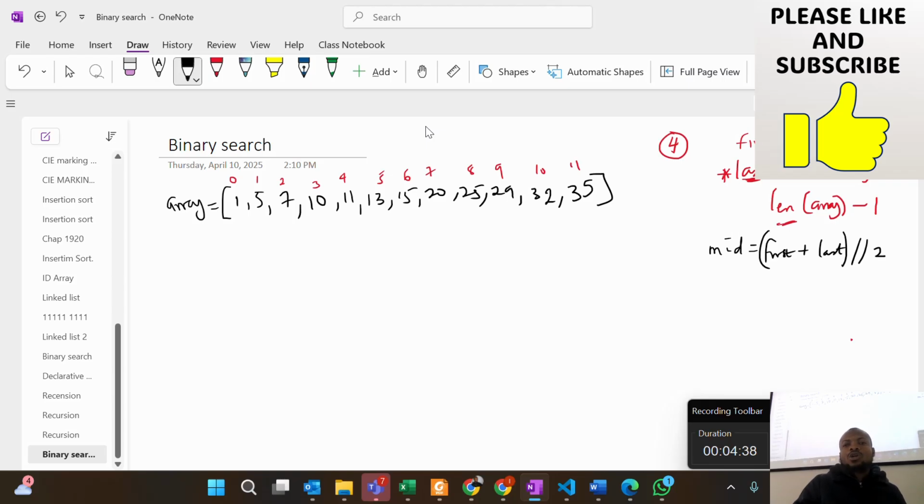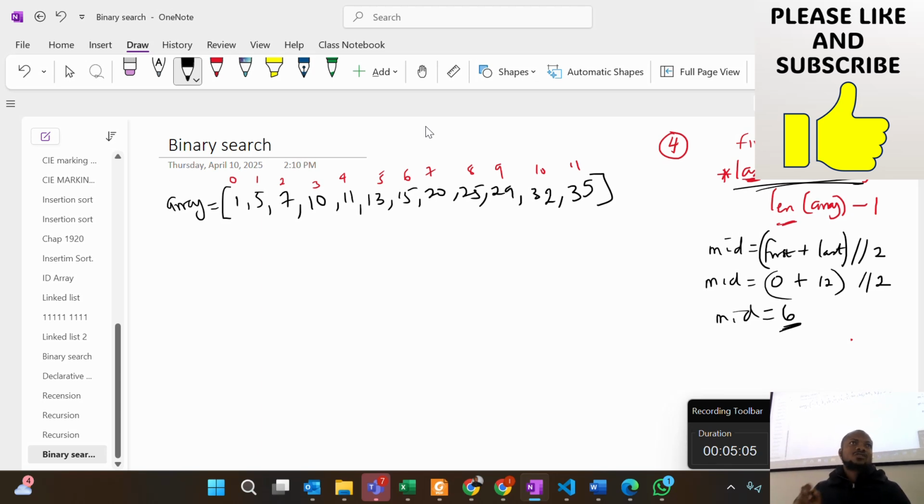So now the mid is this. If we use last as length of array, then mid in this case will be equal to 0 plus 12, floor divided by 2. So the mid is 6. Is this 6 the mid index or the mid value? The mid index, not the mid value. A lot of students think that that value is the mid value.